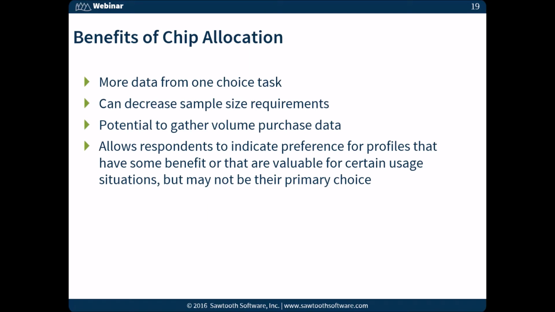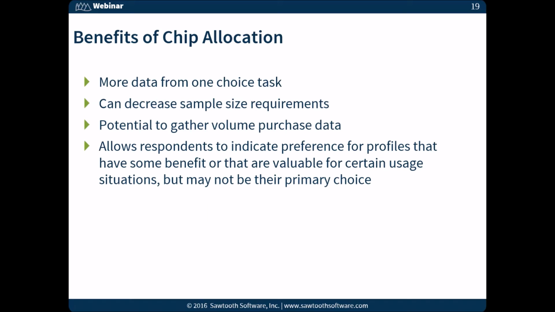And this actually allows us to decrease our sample size requirements. There's also potential here to gather volume purchase data, which is really helpful when it comes to some of those fast-moving consumer goods. If you think about soda pop, cereal, anything else that's a very common purchase. And it allows respondents to indicate preference for profiles that have some benefit or that are valuable for certain usage situations but might not be their primary choice.